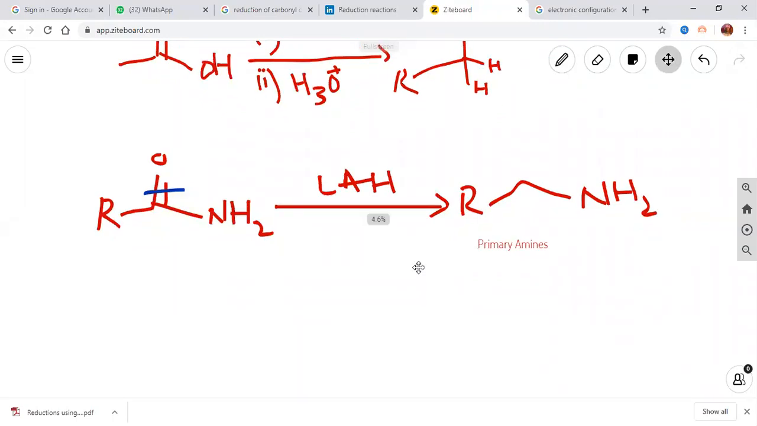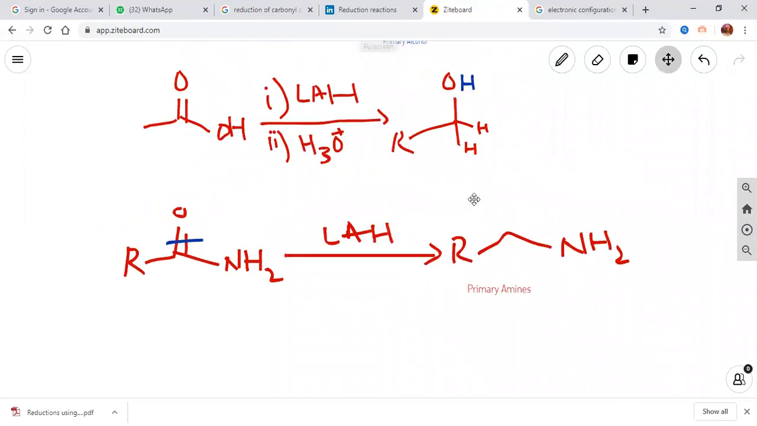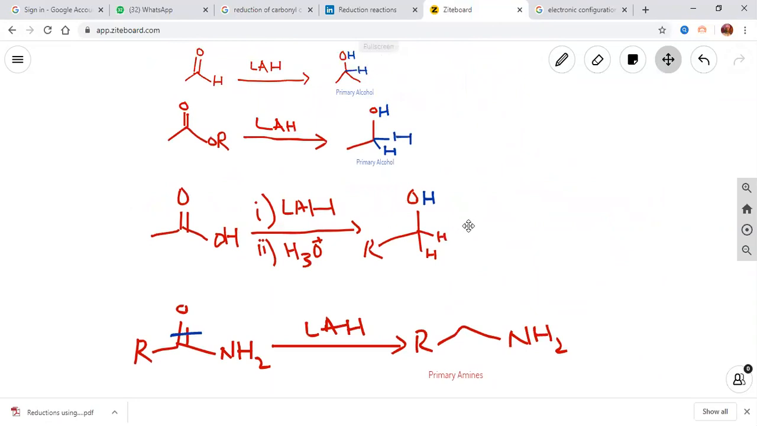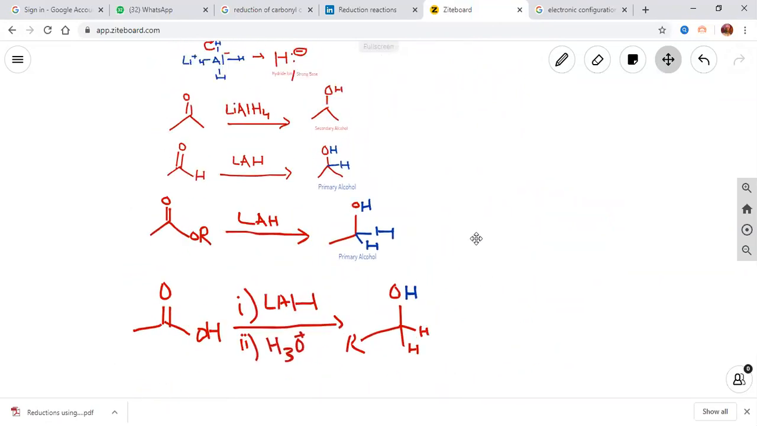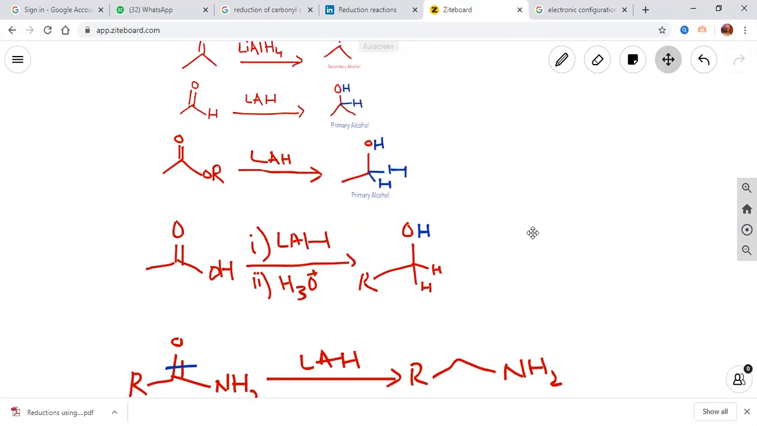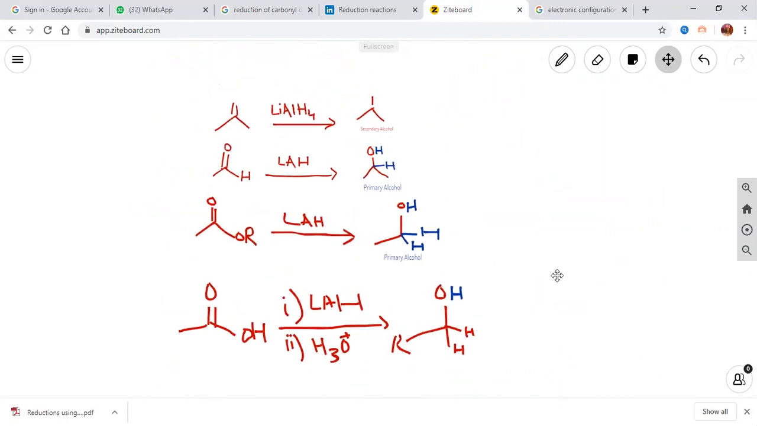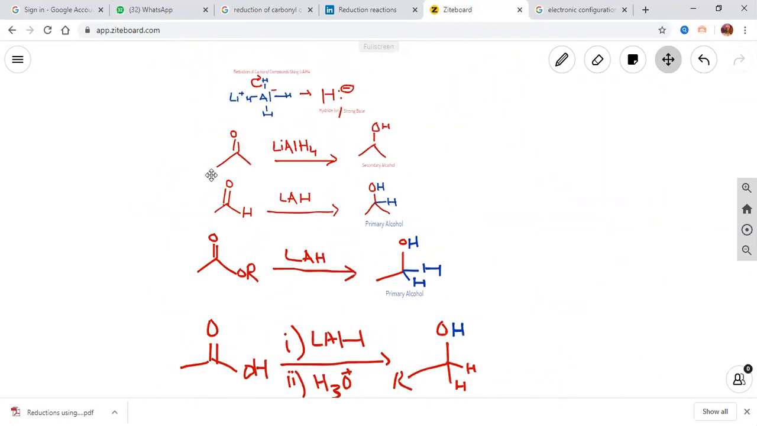So these are a few reduction reactions of carbonyl compounds. These are a few carbonyl compounds which undergo reduction in the presence of lithium aluminum hydride. Did you understand, students? Yes, sir. So this ketone gets converted to secondary alcohol. Aldehyde gets converted to primary alcohol. The esters get converted to primary alcohol.